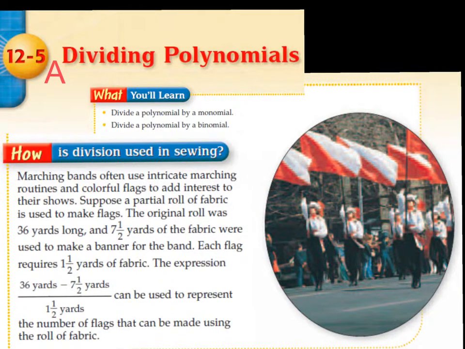The original roll was 36 yards long and 7.5 yards of fabric were used to make a banner for the band. Each flag requires 1.5 yards of fabric. The expression 36 yards minus 7.5 yards divided by 1.5 yards can be used to represent the number of flags that can be made using the same roll of fabric.